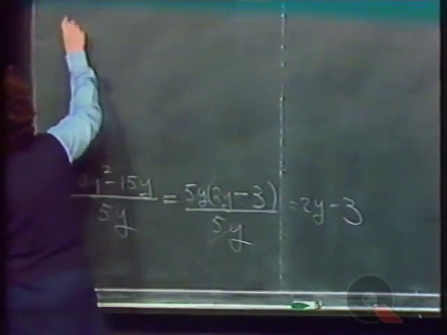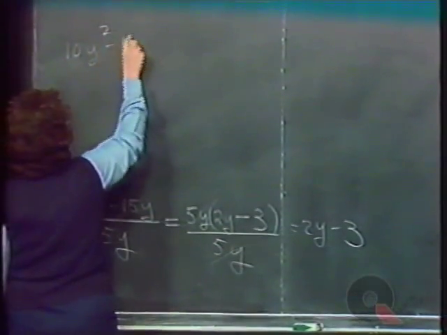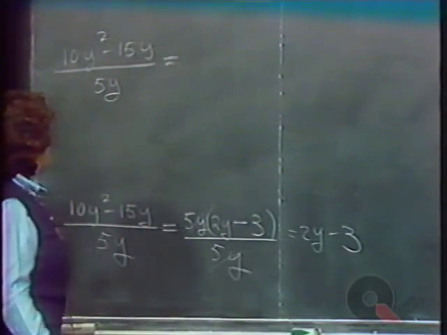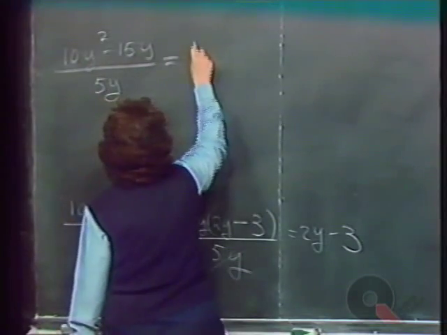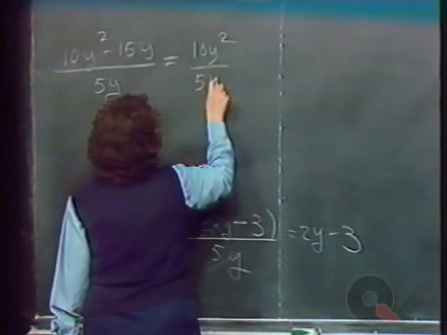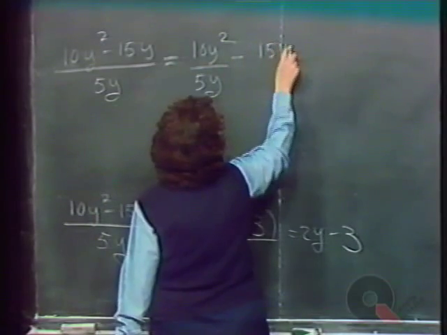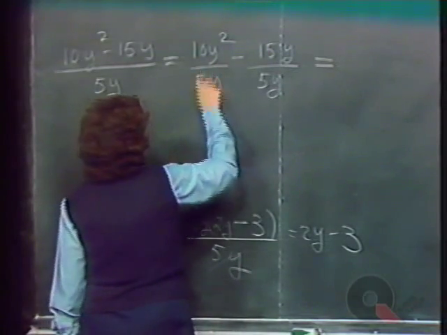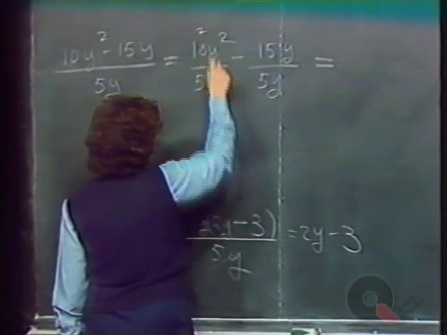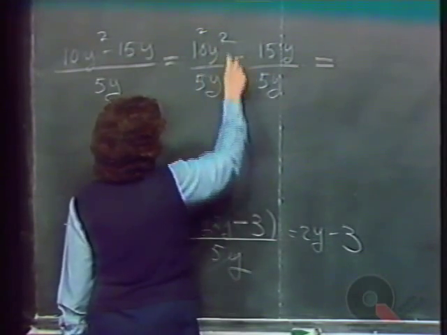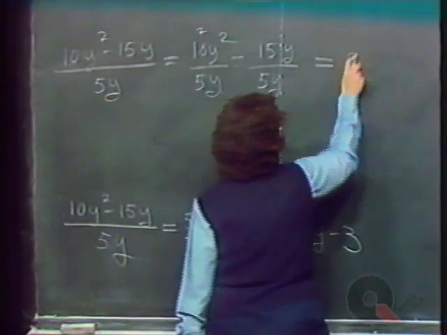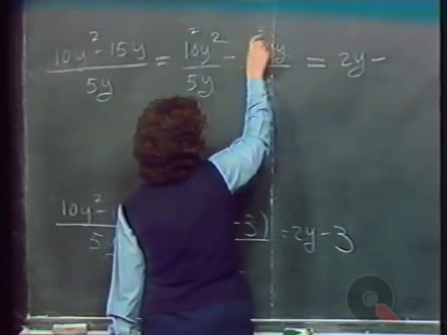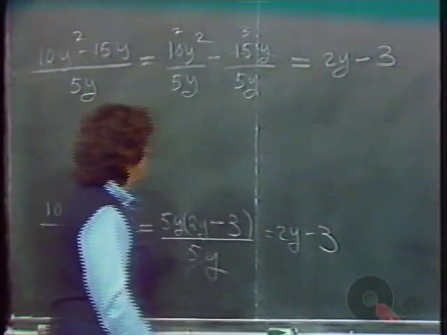Okay, the other possibility, 10y squared minus 15y over 5y. Break it up, put each term in the numerator over the same denominator. 10y squared over 5y, take away 15y over 5y. 5 goes into 10 2 times, and you can also divide numerator and denominator by y, giving us 2y from the first term, minus, here the y's cancel, and 5 goes into 15 3 times, so 2y minus 3.